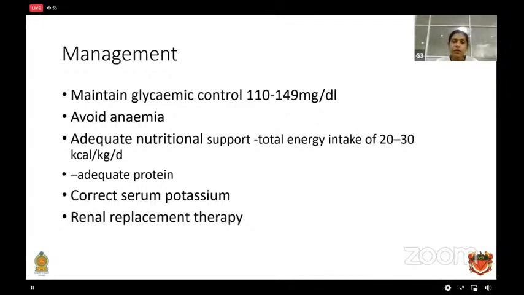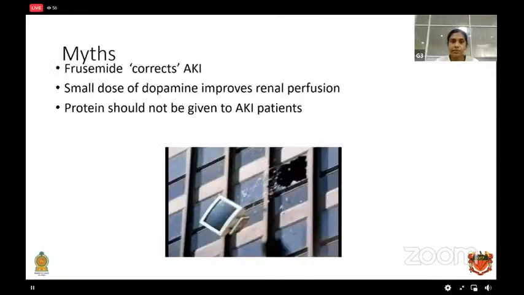Patient is critically ill or really unwell. Doctors neglect the feeding, nutrition support. Please don't do that. You require the nutrition, so why not patients? They require more nutrition. So, and adequate protein. So you are not going to stop giving protein in AKI. You have to give. And always remember to correct potassium. So it is a killer. And if indicated, do renal replacement therapy.